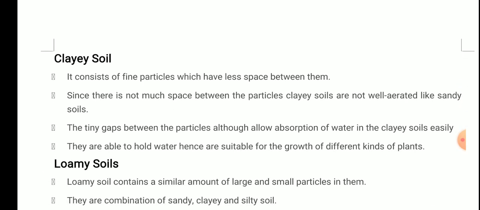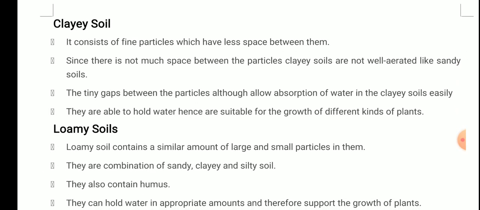Next type of soil that we discussed was clayey soil. It consists of fine particles which have less spaces between them, but they can hold the water. So we can say that there is not much space between them, but they can absorb water. So they are not well aerated like sandy soils, but can absorb water. So they are able to support the growth of different kinds of plants.